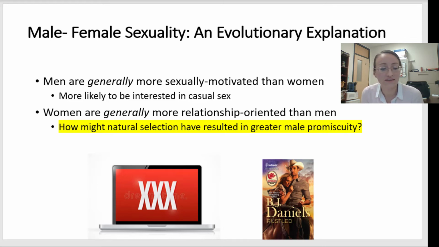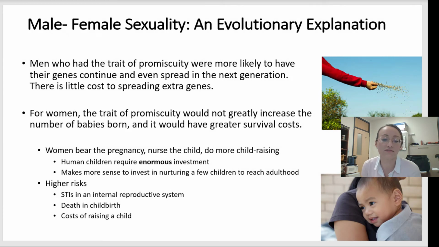Evolutionary psychology would ask, how is that adaptive? How did that help us survive and reproduce as a species? Compared to women, there are fewer costs and more benefits to promiscuity for men. It means more potential pregnancies and opportunities to pass on one's genes and that trait. On the other hand, there's not much procreative benefit to having a lot of sex for a woman. She can only get pregnant a few days a month.